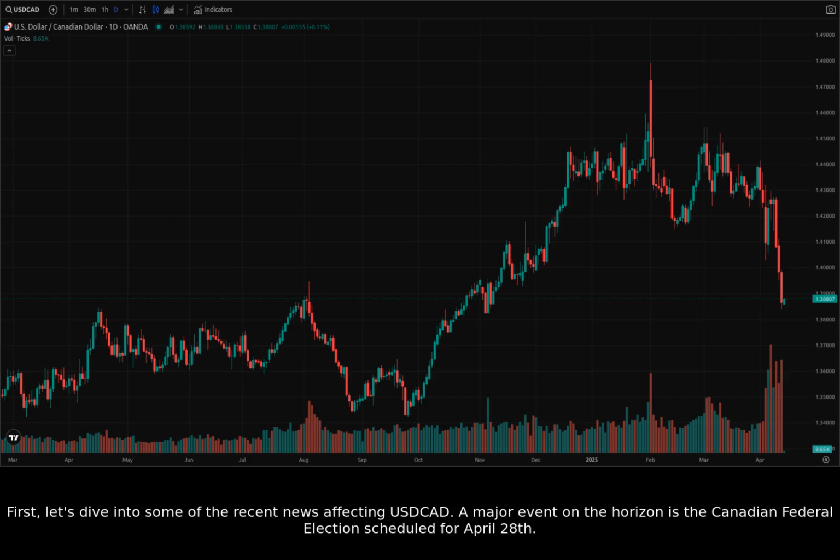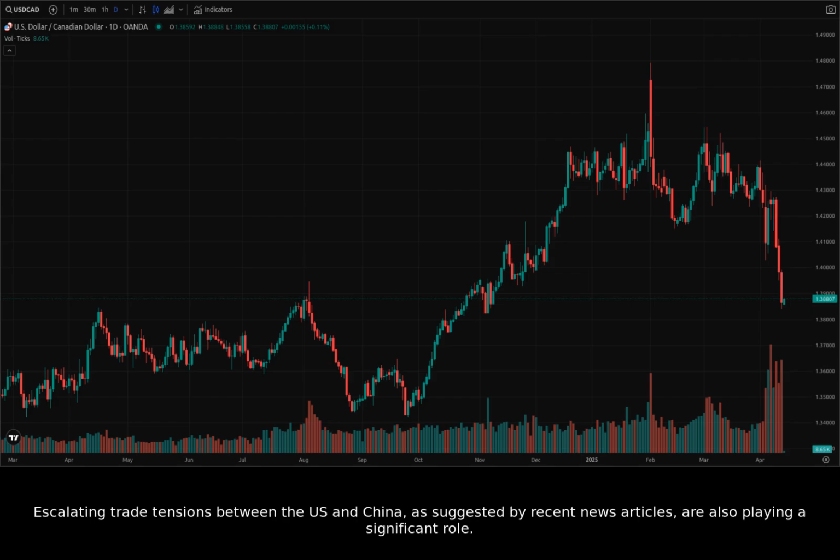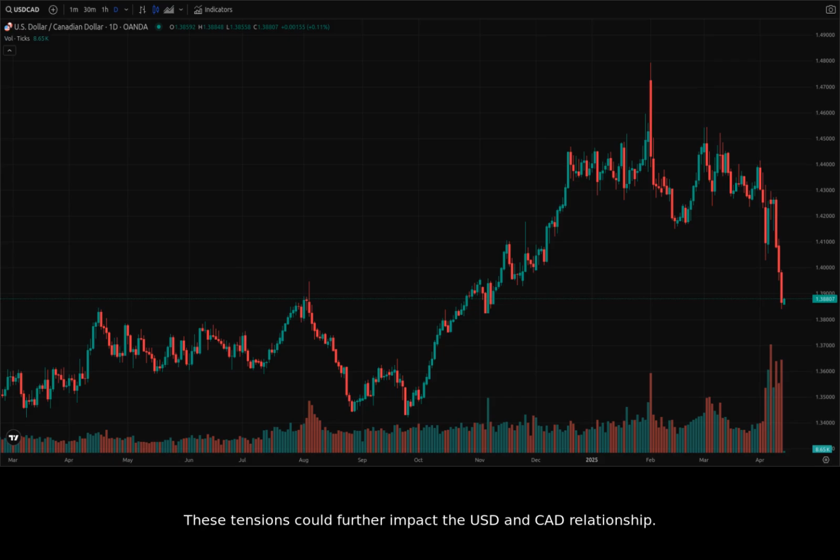A major event on the horizon is the Canadian federal election scheduled for April 28th. Recent polls are showing increased support for the Liberal Party, potentially strengthening the Canadian dollar. Escalating trade tensions between the US and China, as suggested by recent news articles, are also playing a significant role. These tensions could further impact the USD and CD relationship. We will consider these news items as we look at the charts.